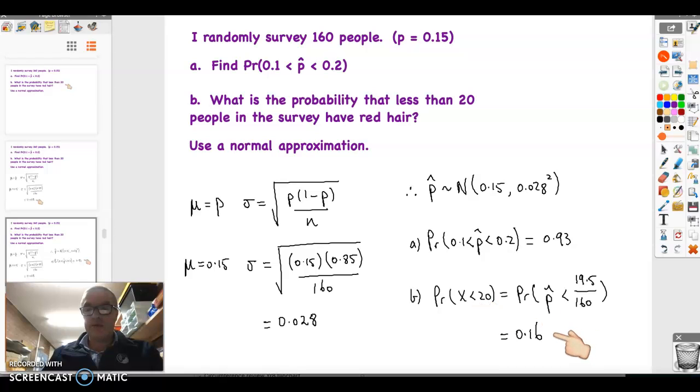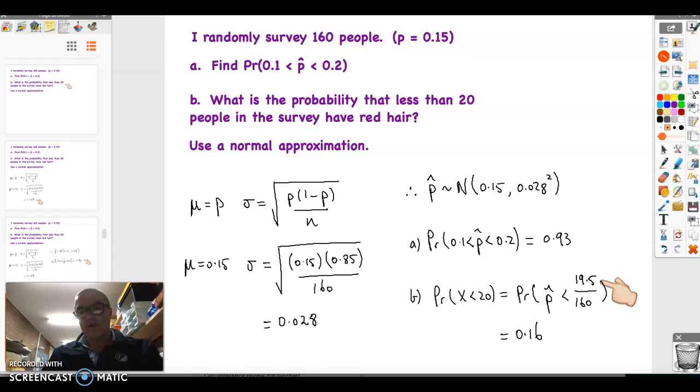And again, with the normal CDF function, we're going to use negative infinity for our lower bound. Our upper bound will be 19.5 over 160. That gives us a probability of 0.16.